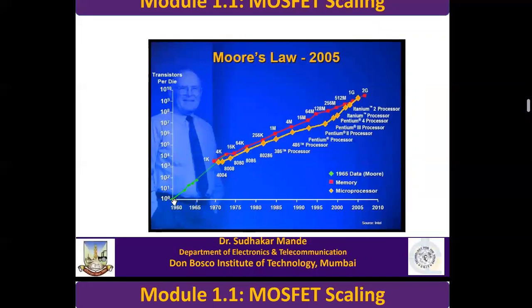It started with only 10 or 100 transistors, and right now the number of transistors per die is 10 to the power 10, or billions of transistors per chip. Most of the chips are memory chips and microprocessor chips. Whatever this red curve is, that is basically the memory chip, with 2 giga transistors, and these are microprocessors.